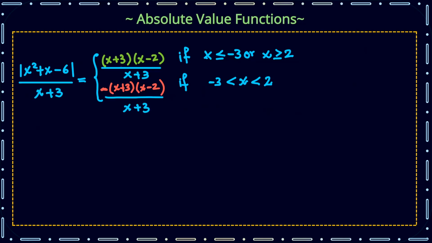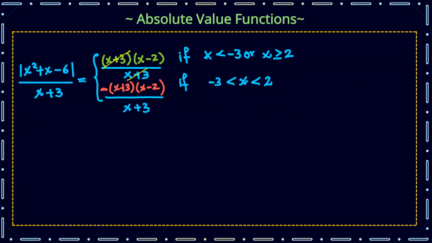Now, since we have a fraction, the denominator again can't be 0. Remember, we've already said that the domain excludes -3. Therefore, from this inequality, we must remove -3. And there we have the piecewise definition of our function. We can simplify this further.